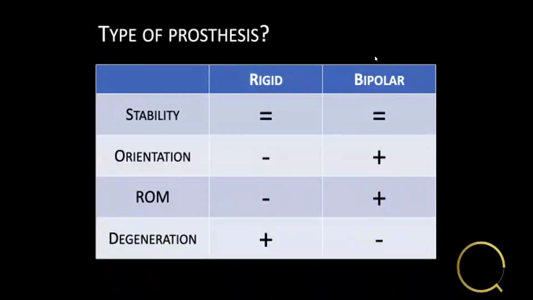This table shows the differences. So stability, rigid and bipolar, although bipolar is less stable in the lab, it didn't really make a difference in the patients that we followed. Orientation was better with bipolar, so some of them had subluxed or dislocated, and that happened only in rigid. Range of motion was better in bipolar, but degenerative changes we found more in bipolar prosthesis when compared to rigid prosthesis.